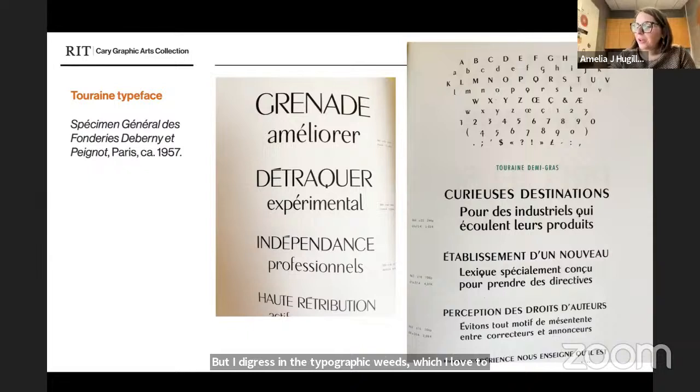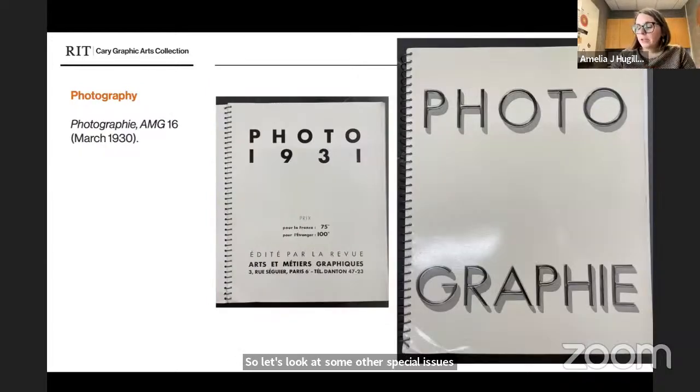Also, Métiers Graphiques was on the forefront of documenting two very important trends in the early 20th century. Those trends were the predominance of photography in the graphic arts and the rise of a newly formalized field of advertising. So let's look at some other special issues. This is the forecasting issue for photography 1931, a medium that was supplanting illustration for its veracity, especially in news outlets, but was also being explored as a true art form.